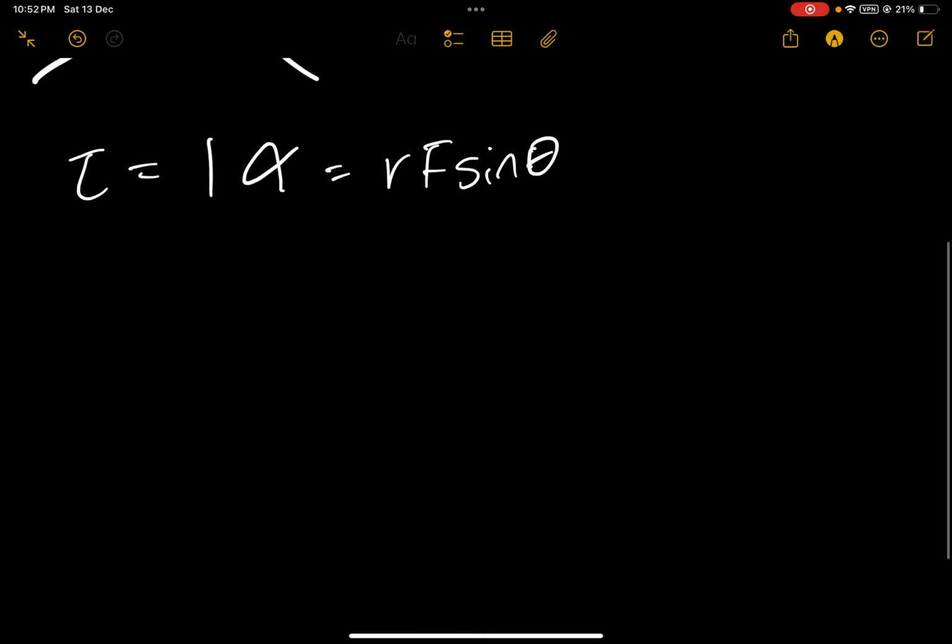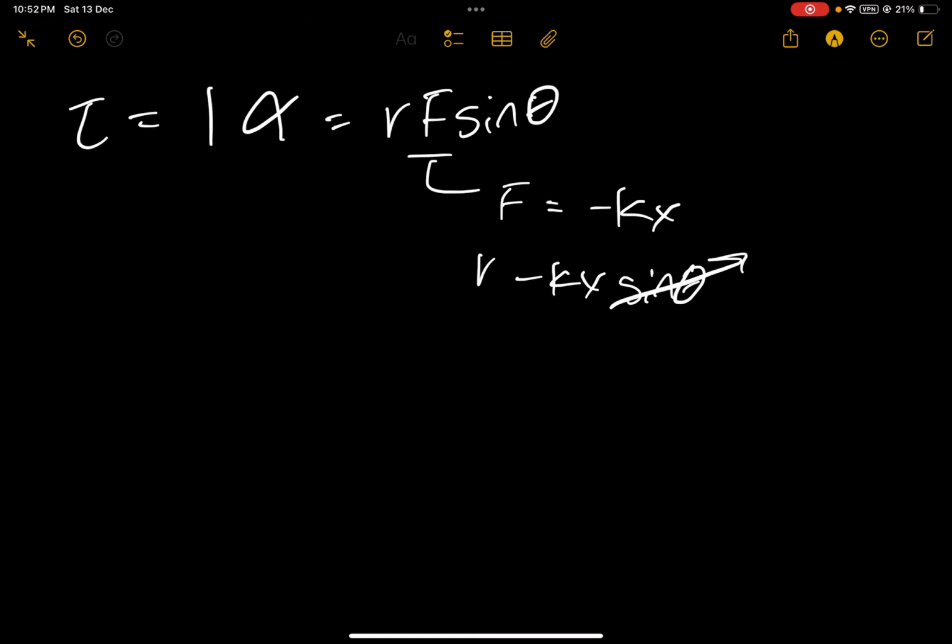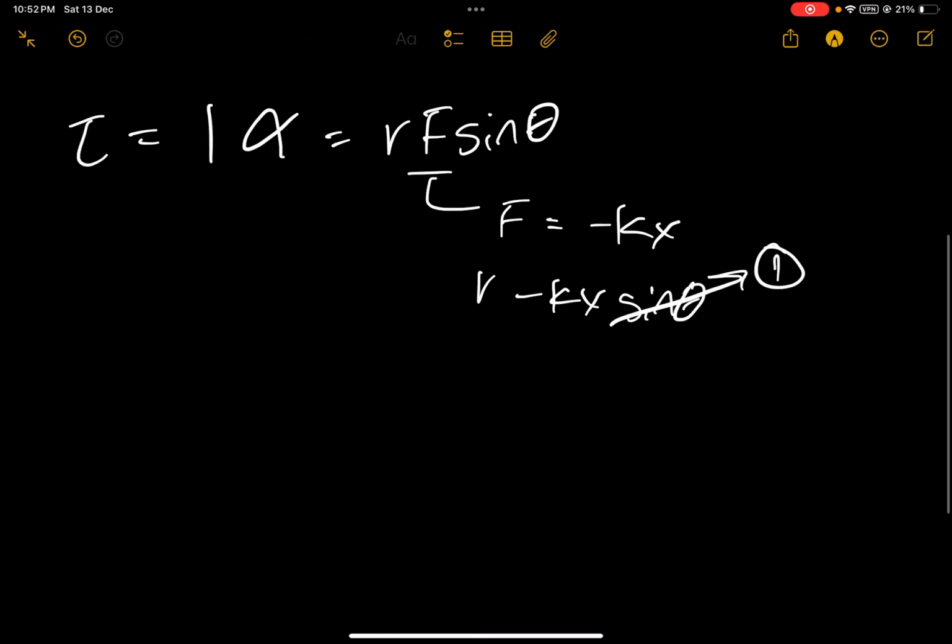We're given the rotational inertia, and we're given the fact that there's a spring causing stuff. So let's write down some equations. Torque equals I alpha. Torque is also equal to R F sine theta. The force causing the torque is going to be the spring, so we can substitute F equals negative kx, so it will be R times negative kx sine theta. Sine theta almost always, in all these kinds of questions, works out to 1, so we don't have to worry about that.